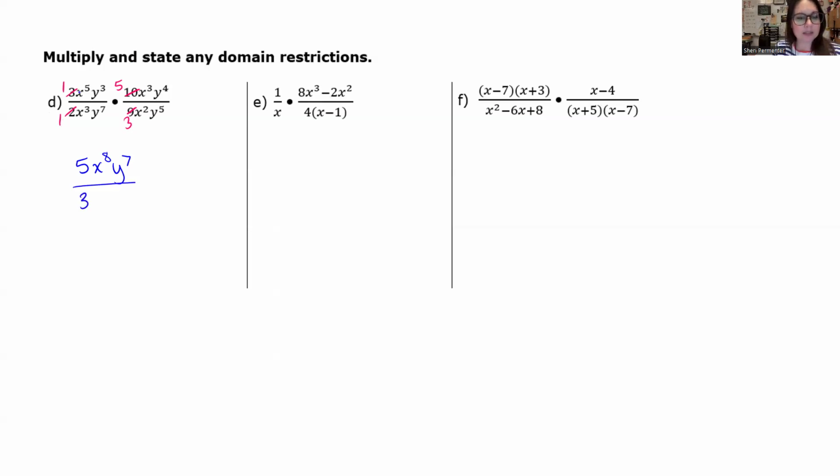And then there's x's and y's in the denominator as well. 3 and 2 make 5. And for the y's, 7 and 5 make 12.